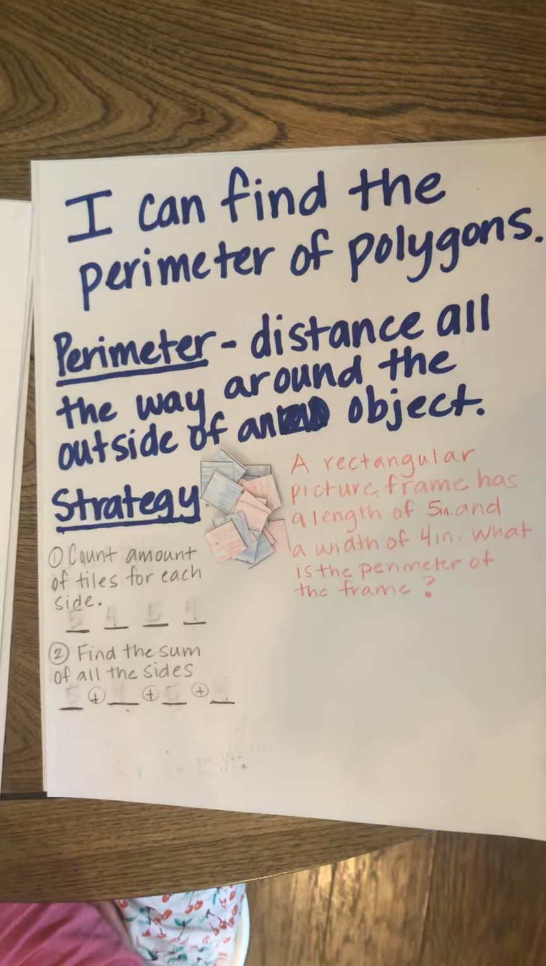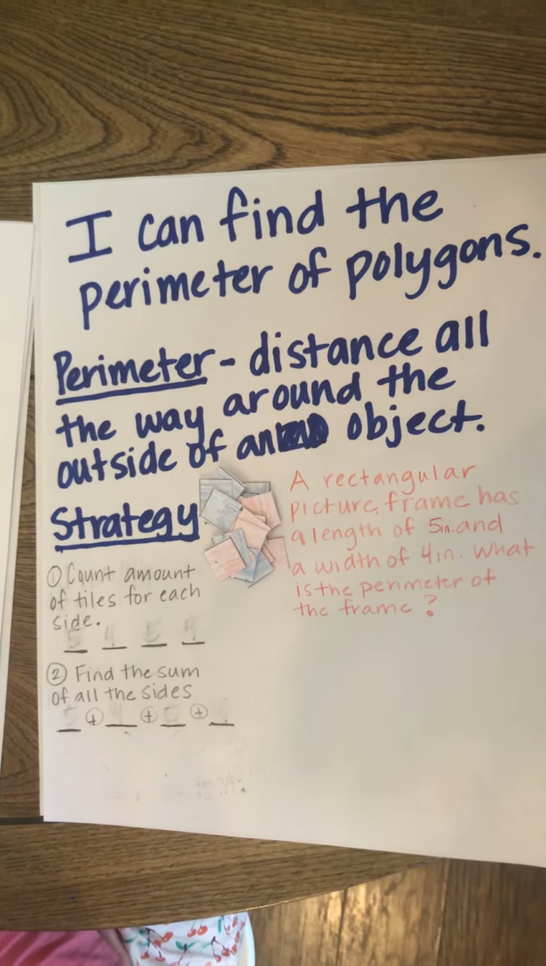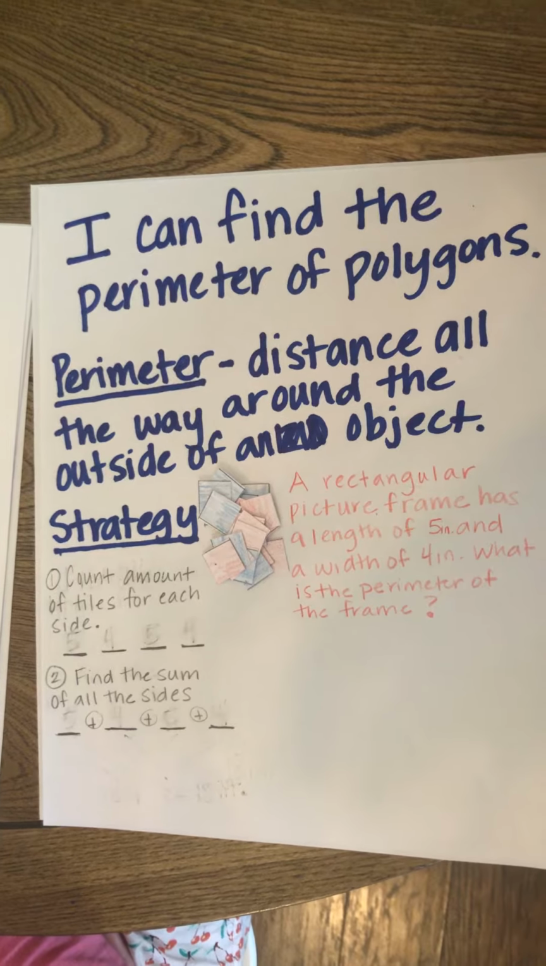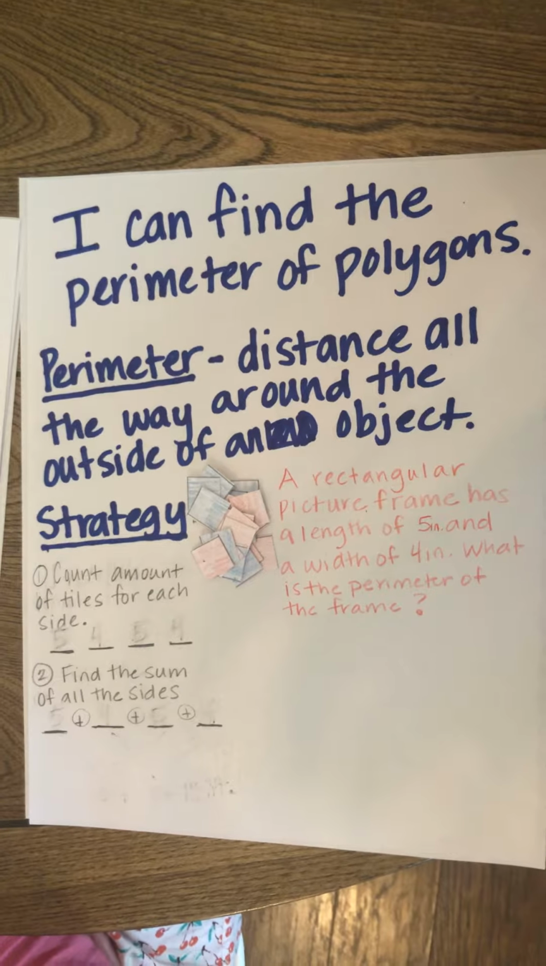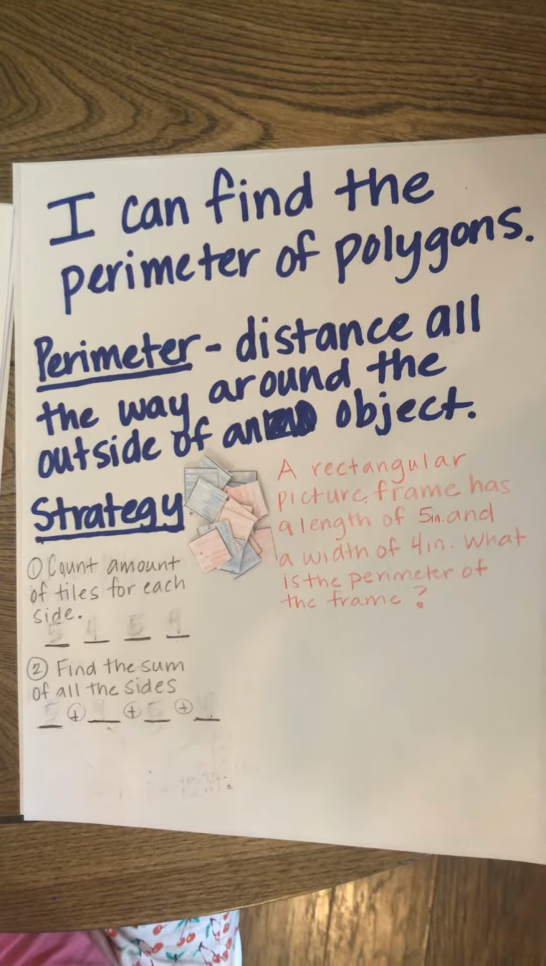Boys and girls, today we are going to talk all about perimeter. I hope you enjoyed the read aloud earlier in the lesson. Our learning target is, I can find the perimeter of polygons. The perimeter is the distance all the way around the outside of an object.